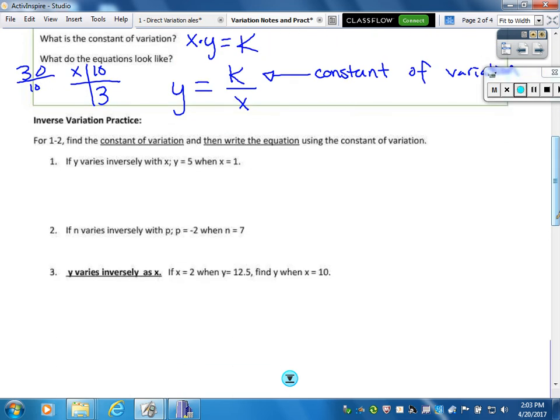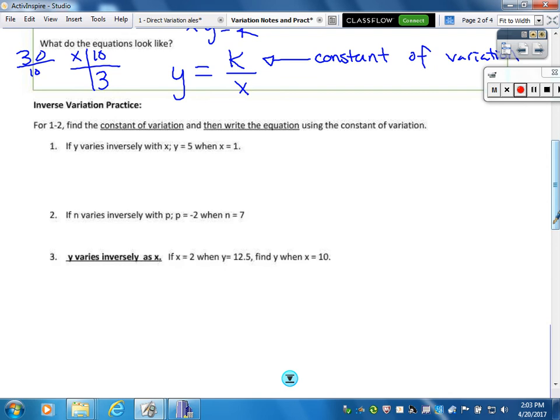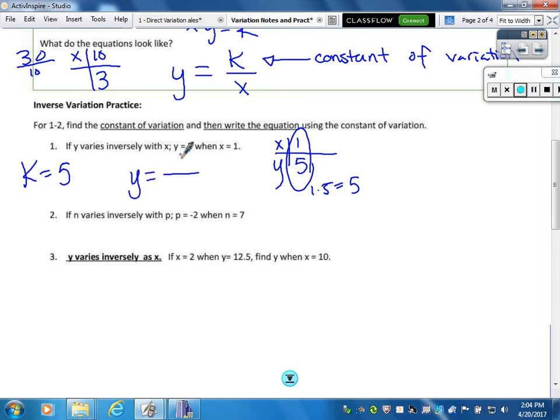So we've got a little bit of practice here. Let's try it out. It says find the constant of variation, then write the equation using it. So it varies inversely. So we're going to make a little table here to help us out. Just look at it. We've got y is 5 and x is 1, and those multiply together. 1 times 5 is 5. So our constant is 5, and our equation we need to write is the one with the division. So 5 divided by x.